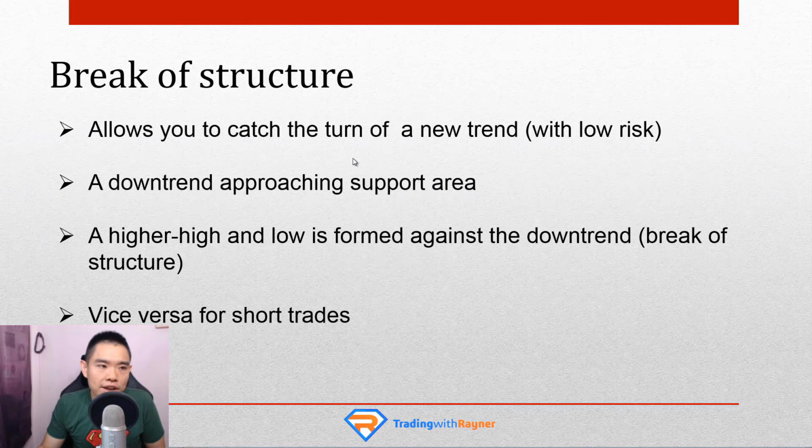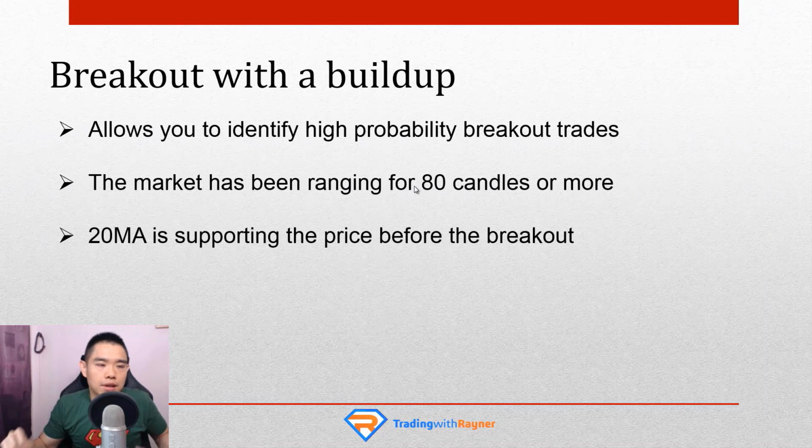So moving on, the breakout with a build up. This technique allows you to identify high probability breakout trades. So two things to look out for. The market has been ranging for 80 candles or more. Ideally, at least 80.